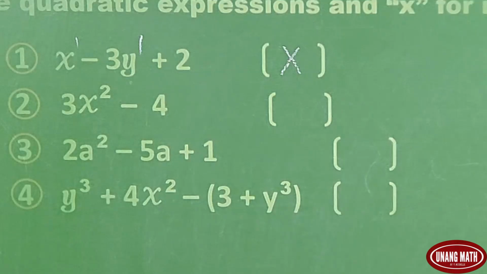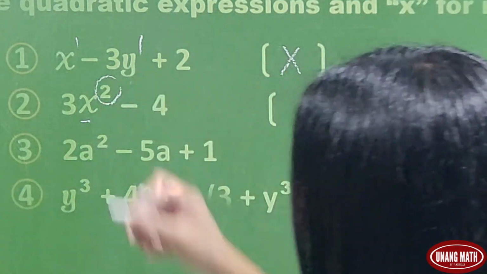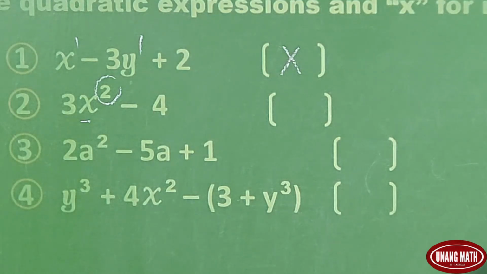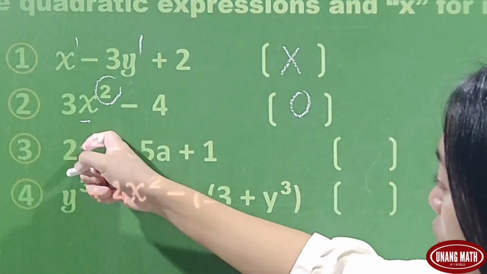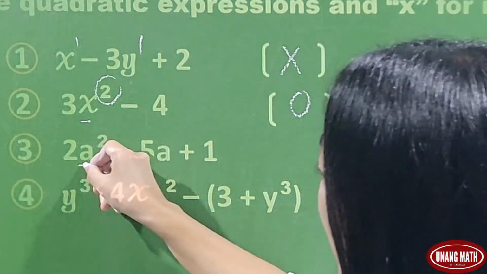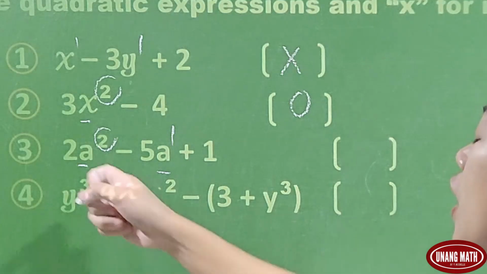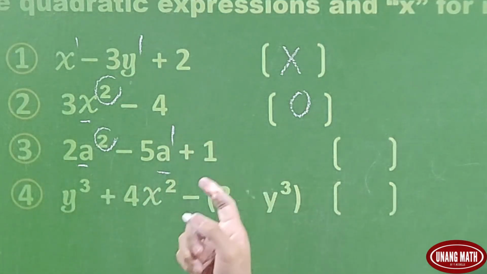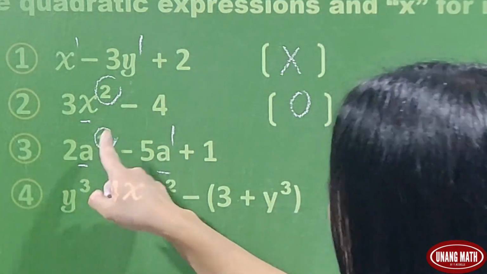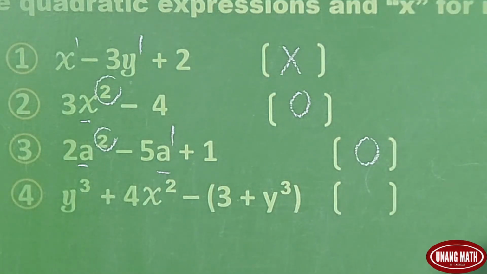What about number 2? 3x squared minus 4. This variable x has an exponent 2, which means that this expression is a quadratic expression. So this is O. Number 3, 2a squared minus 5a plus 1. This variable a has an exponent 2. This variable a has an exponent 1. So the highest degree of a single variable is 2. So this is also a quadratic expression.